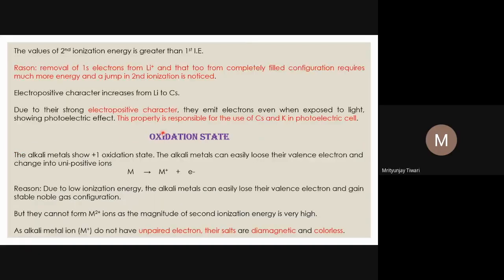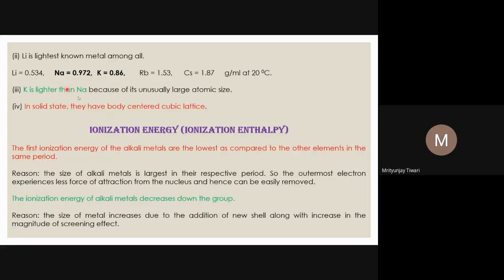And when we look at the ionization energy of alkali metals, this is the last topic. The first ionization energy or ionization enthalpy of alkali metals is the lowest as compared to the other elements in the same period. And why is it lowest? Because electrons are most loosely bound. It means they can easily be kicked out, and so the energy required to remove those electrons is very less, and so the ionization enthalpy is the least for them in the period that they belong to.